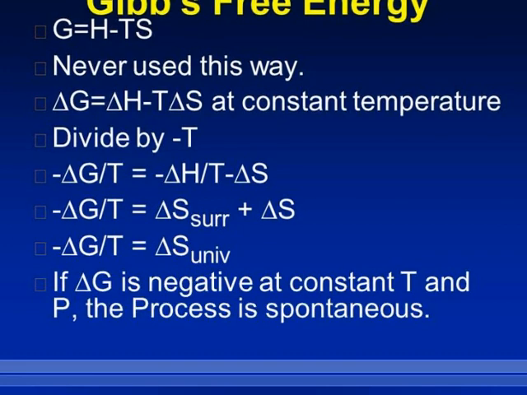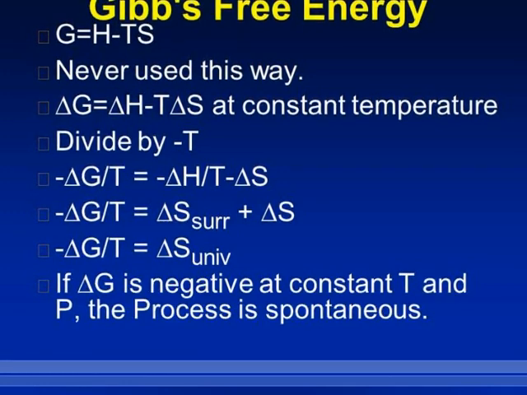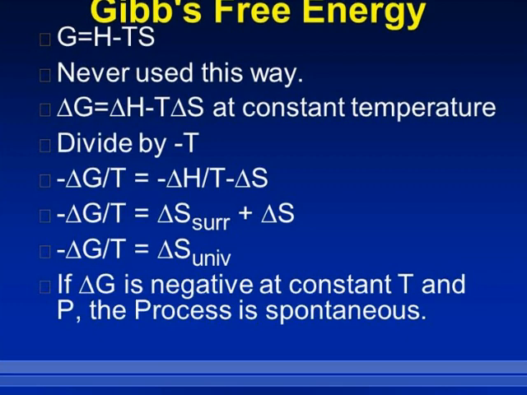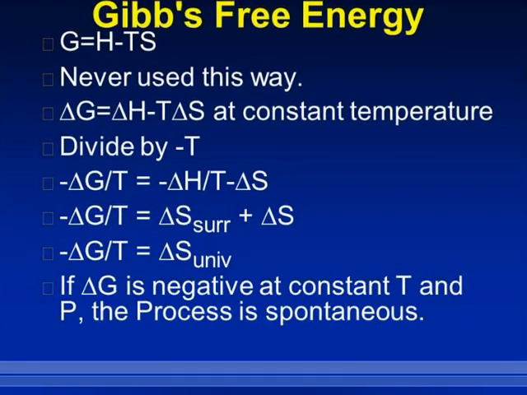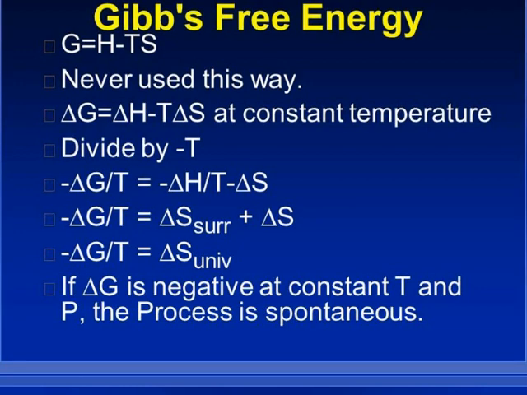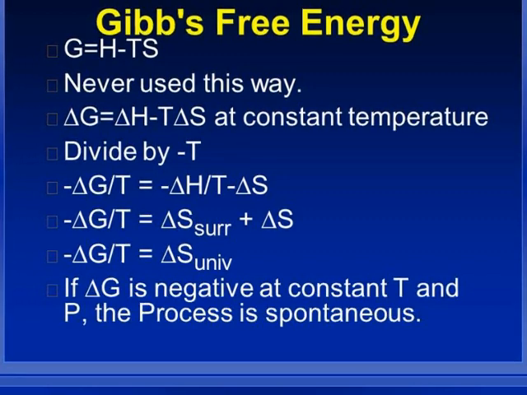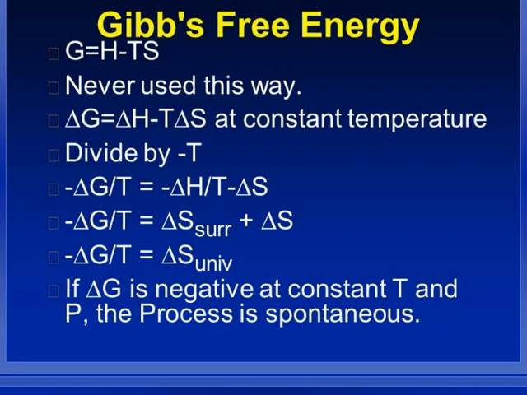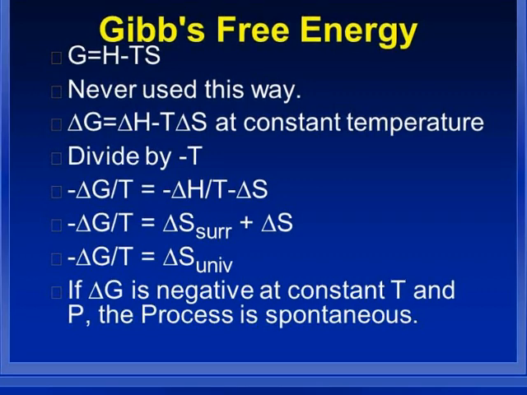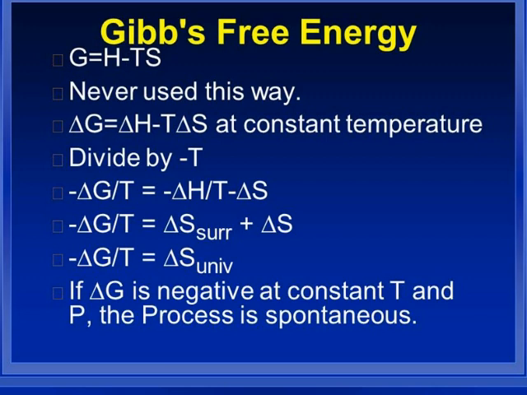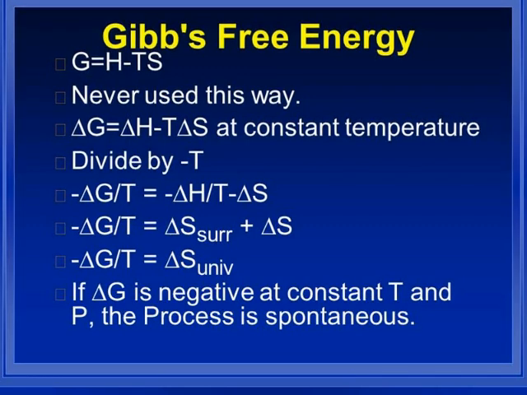So if we do a little bit of algebraic manipulation with this, if we divide everything by negative T, we get negative delta G over T equals negative delta H over T plus delta S. So if we look at that negative delta H over T, that was equal to, from the previous slide, the delta S of the surroundings. So negative delta G over T is equal to the change in entropy of the surroundings plus the change in entropy of the system. Well, surroundings plus system is the universe. So delta S of the universe is negative delta G divided by T. That has to always be positive for spontaneous reactions to occur. Delta S of the universe has to be positive.